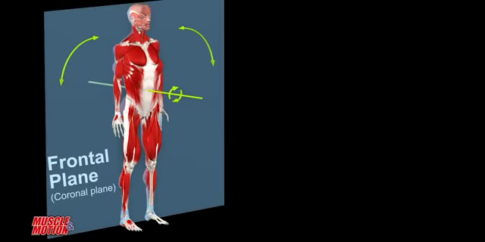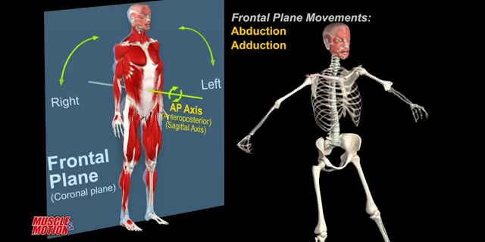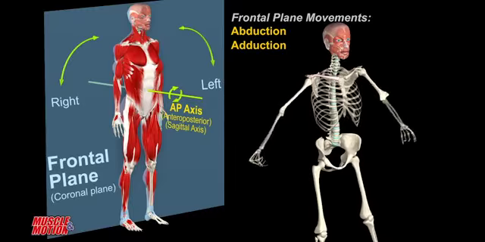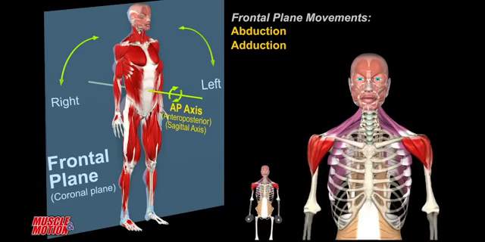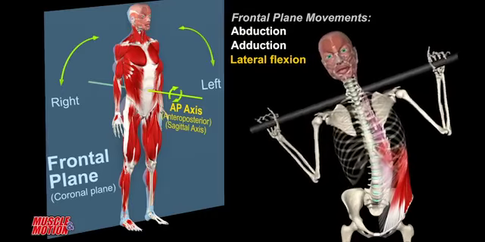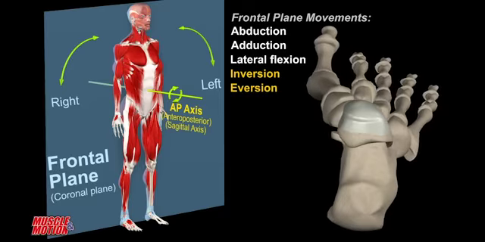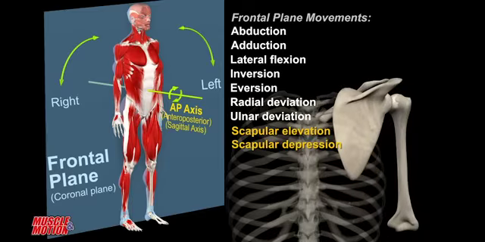The frontal plane passes through the body from left to right, dividing the body into anterior and posterior parts. Frontal plane movements are lateral, side-to-side movements. For example, abduction and adduction, lateral flexion of the spine, foot inversion and eversion, wrist radial and ulnar deviation, and scapular elevation and depression.